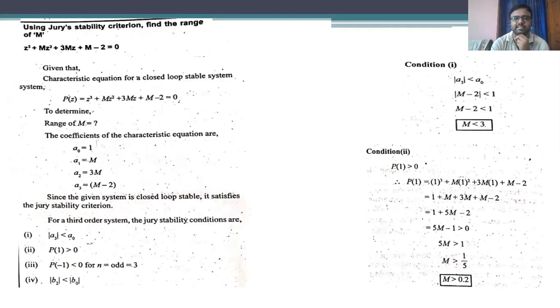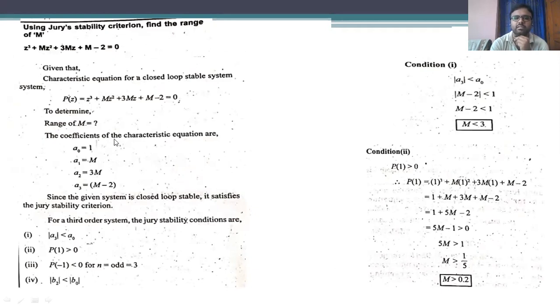So this is the previous university question paper. The problem is: using the Jury stability criteria, find the range of M. He has taken the characteristic equation as P of Z, and we have to determine the range of M.